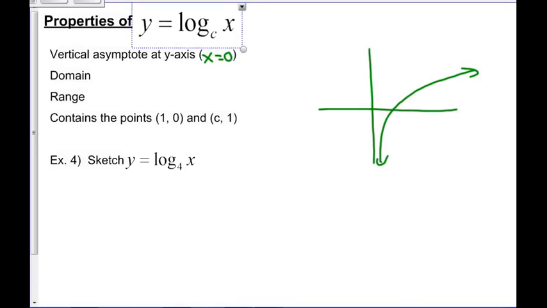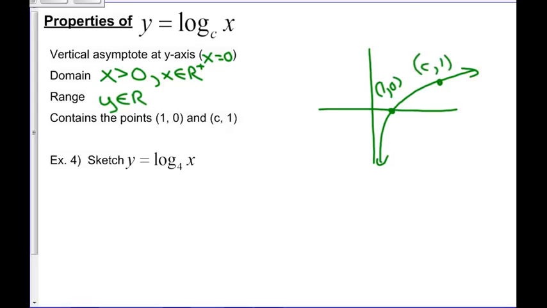The domain, you could write it as x is greater than 0, or if you prefer, x is an element of positive reals. And that's because you can't take the log of 0 or a negative number. And that was basically in our first slide. The range, you can see it goes up forever, goes down forever. And the points that are in your basic logarithmic graph are this one, (1, 0), and (c, 1), where c is the base.